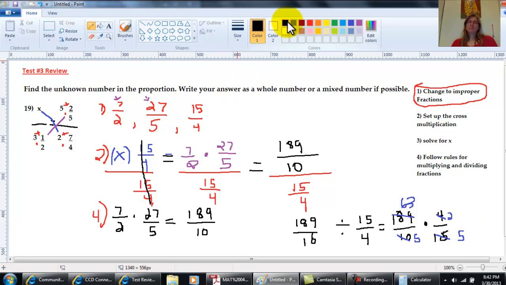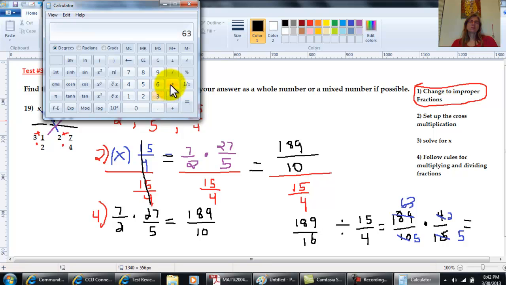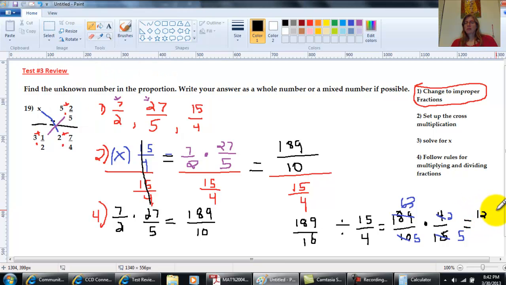So we have to multiply. We've reduced enough, and now we're going to multiply. 63 times 2, which is 126. And that will be a numerator. And then 5 times 5 is 25. I don't think you can do much to reduce other than now to change the improper fraction to a mixed number. And that's what they mean. If possible, change it to a mixed number. Don't leave it improper. So then to do that, we divide 25 into 126.